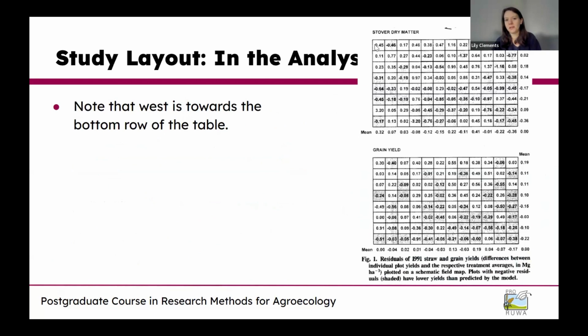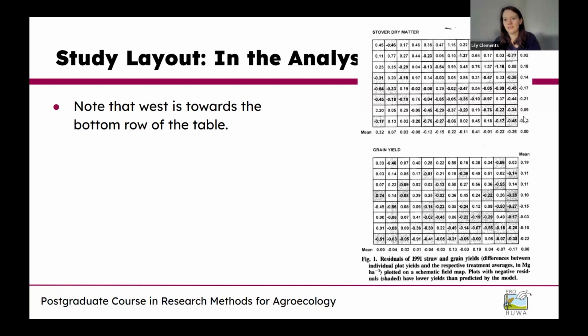what's being put on here is information on the differences, the residuals, which, as we say down here, are the differences between the individual plot yields and the respective treatment averages. We don't need to worry too much about what that is, but as a general thing, this is about how the results differed as we went from west to east. So as we said, the bottom of the plot is the west, and we see that our numbers are lower towards the bottom of the plot.